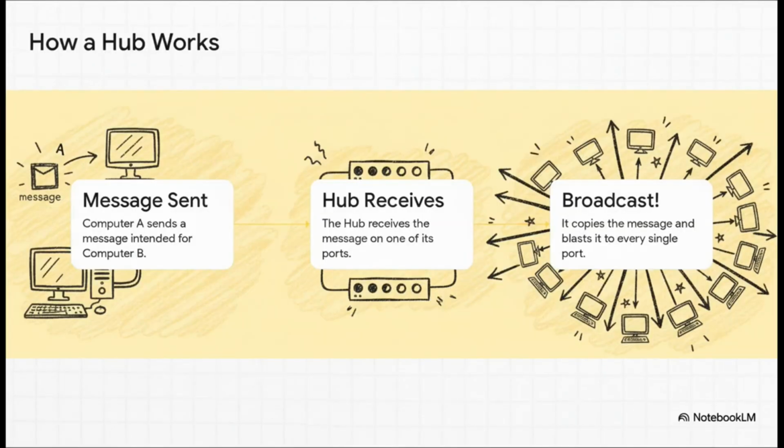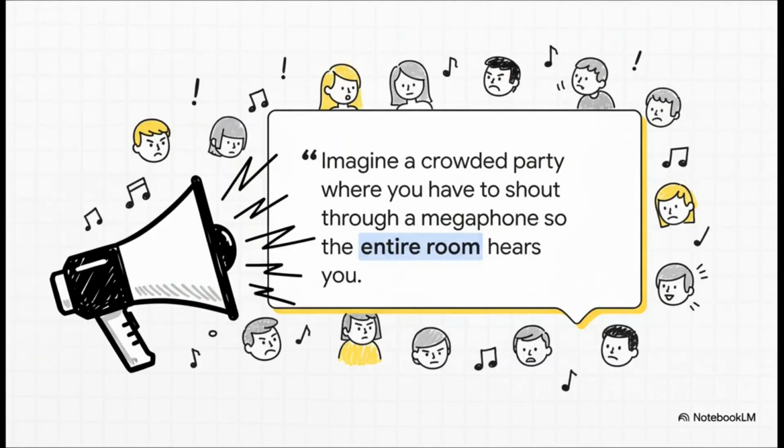So here's how that plays out. Let's say computer A wants to send a message. That message goes to the hub. The hub receives it, and then, well, it just shouts. It copies that message and blasts it out of every single port, sending it to every single computer connected to it, whether they were the intended recipient or not. That's the perfect analogy, isn't it? It's incredibly loud, it's super inefficient, and for most of the computers on the network, it's just noise.